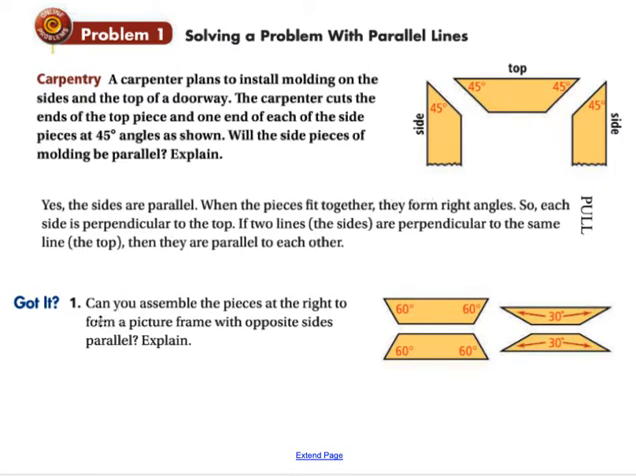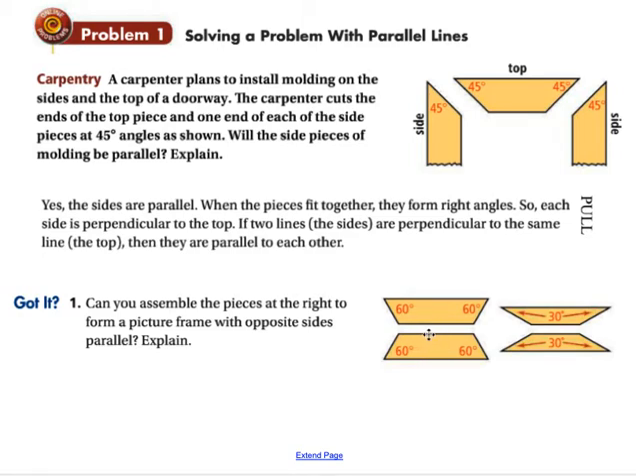So here's one for you to try. Can you assemble the pieces at the right to form a picture frame with opposite sides parallel? Well, if you can imagine rotating these 30-degree angles and fitting this side here to this side here, we will indeed have 90-degree angles, and this one over here would go on the left side, and then we have the top and bottom, and they would fit.